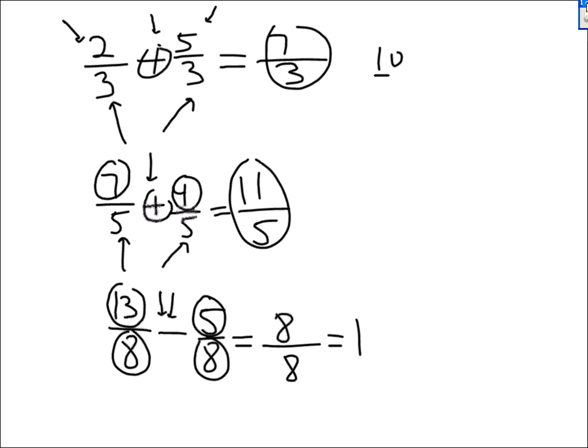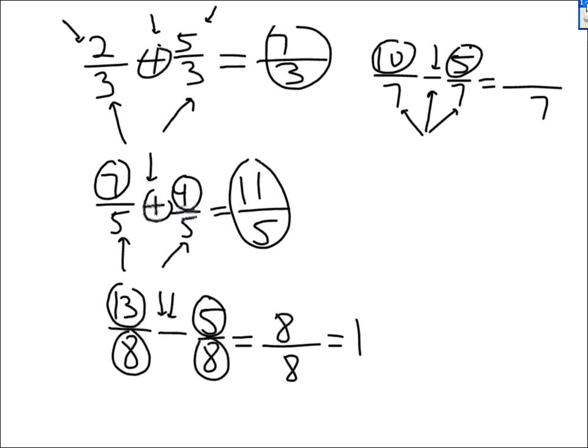You have 10/7. You want to take away 5/7. In subtraction, the denominators are the same. Keep it. Subtract the numerators. 10 minus 5 is 5. The answer is 5/7. It cannot be reduced.